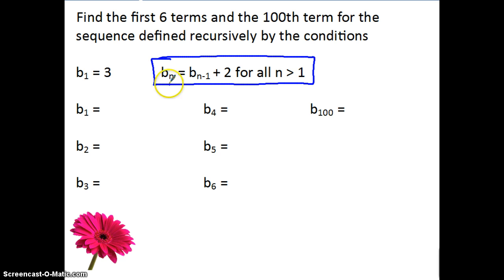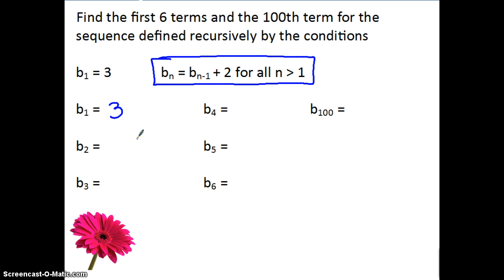This says to get the term that you're looking for, B sub n, you're going to take the term before it, B sub n minus 1, the one back from this one, and add 2. So this recursive formula tells us that to get the next number, all we have to do is take the one before it and add 2. So the pattern is that we're adding 2. So if our very first term is 3, then we automatically know what that is.